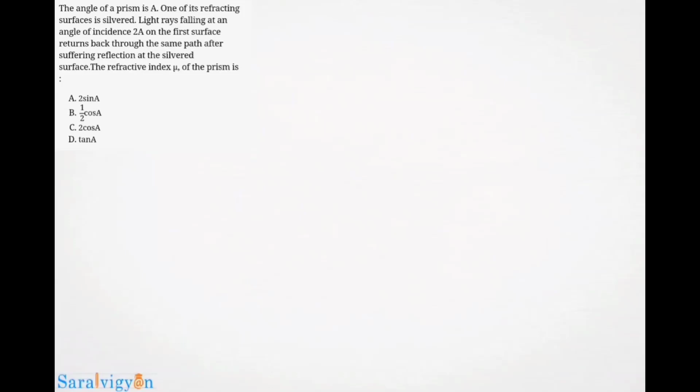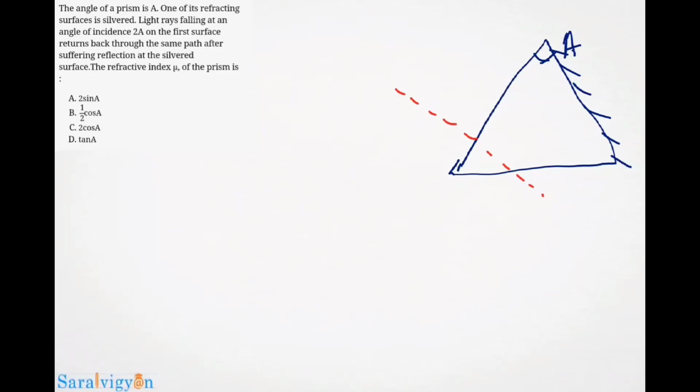We have a prism with angle A and one of its surfaces is silvered. Now we have the incidence ray which is at an angle 2A on the first surface. And at the first surface refraction takes place, and since it is traveling from a rarer to denser medium, the refracted ray moves towards the normal.